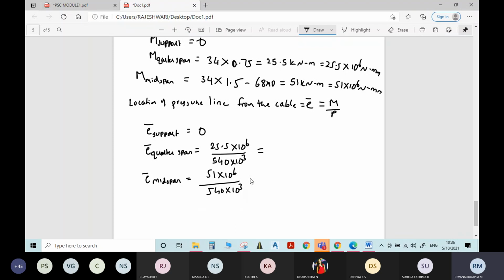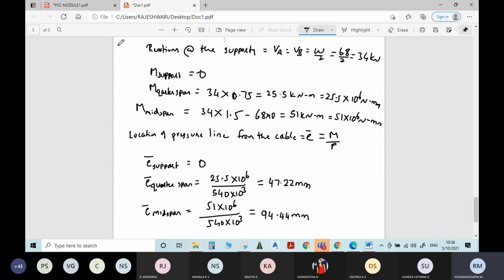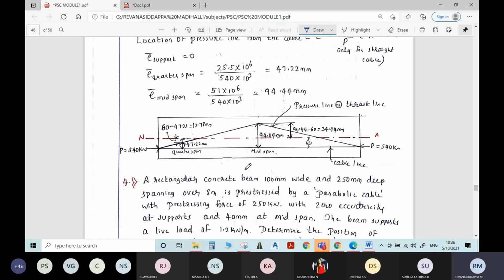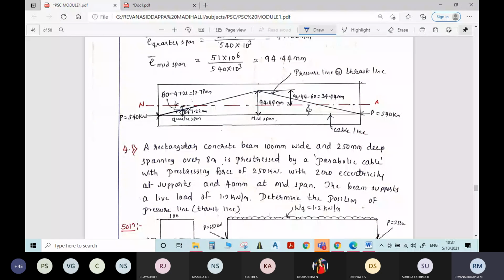Tell me the answers. At quarter span? 47.22 millimeter. At midspan? 94.44 mm. Now if you draw the diagram with respect to the values obtained, this will be the diagram. At support it is 0, and at quarter span it will be at a distance of, just a minute.